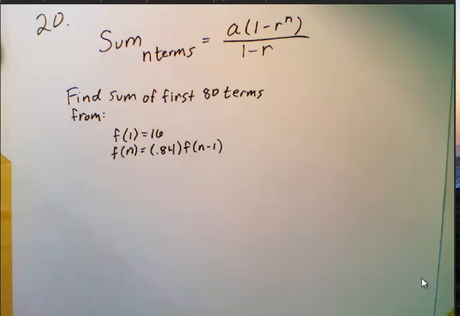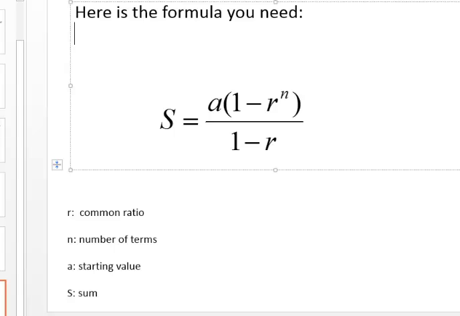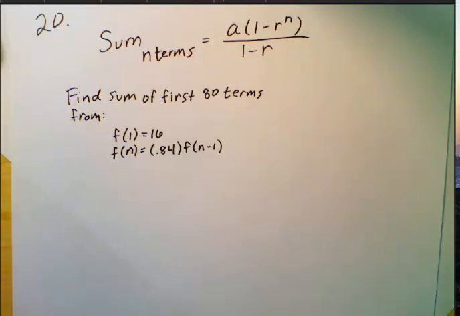So to do that, we have to remember the sum of a finite geometric series formula, and if we go back and review what that was, the formula that you need is S equals a times (1 minus r to the n) divided by (1 minus r). But what do those letters and numbers mean? Well, r is your common ratio, n is the number of terms, and a is the starting value, and S represents the sum. So let's go back and plug in some values so that we can use our formula.